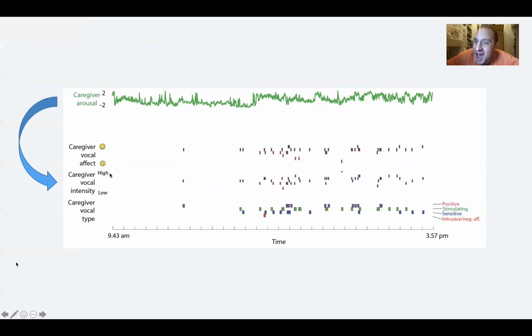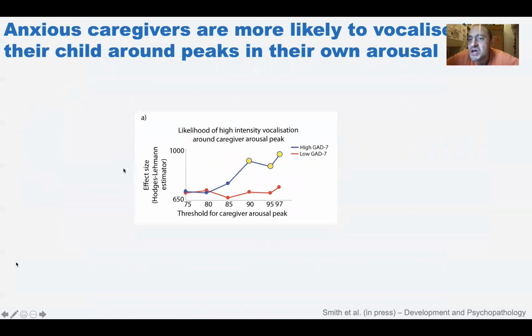And again, these were hand-coded on a scale from high to low intensity and positive to negative affect. So first, we looked at the association between parent caregiver arousal and how likely they were to be vocalizing to their child at the time of their peak in arousal, using a similar analysis to the one that I was telling you about earlier. There's more detail to be talking about with this, but I haven't got time now. If you're interested, look up the paper or ask me in detail.